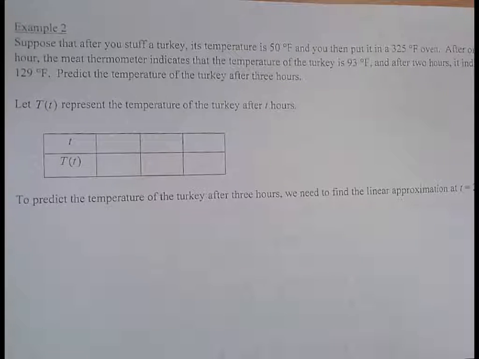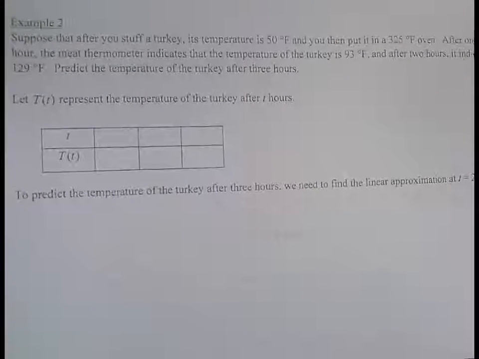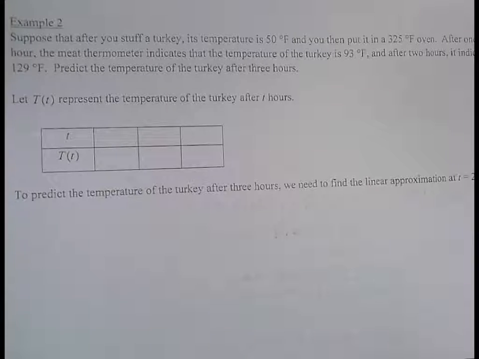Suppose that after you stuff a turkey, its temperature is 50 degrees Fahrenheit, and you then put it in a 325 degree Fahrenheit oven. After 1 hour, the meat thermometer indicates the temperature of the turkey is 93 degrees Fahrenheit, and after 2 hours, it indicates it's 129. Predict the temperature of the turkey after 3 hours.